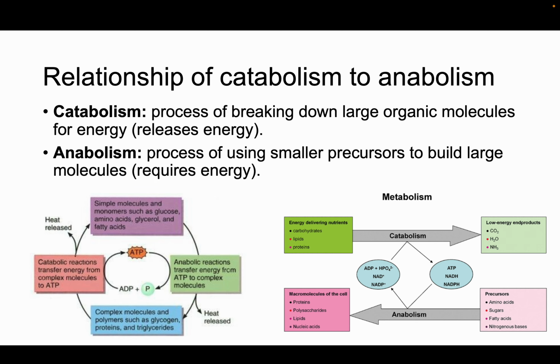On the other hand, we have a type of chemical reaction called anabolism. Anabolism is sort of the opposite. Anabolism is using small molecules, combining them together to build large molecules. And this reaction requires energy, requires the input of energy. An example that you can think of is taking amino acids and joining them together to build proteins.